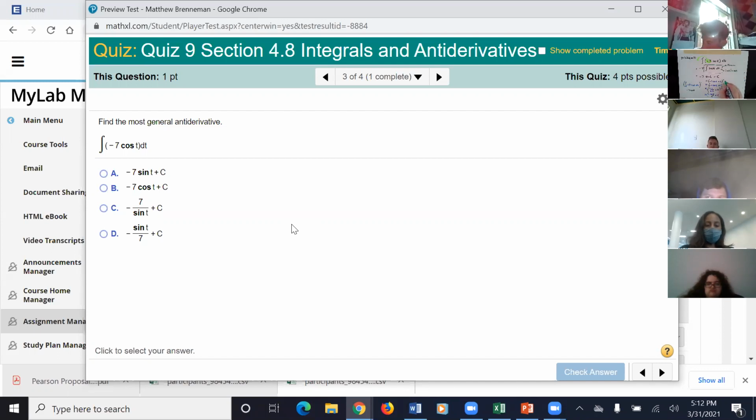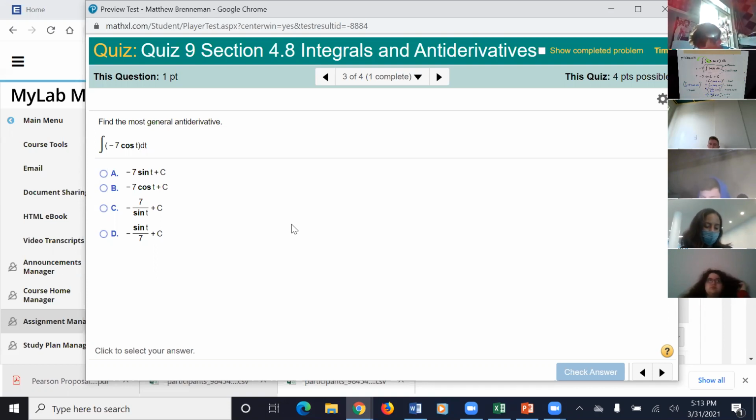Of course, the very first one just happens to give us the right answer. But the derivative of cosine is minus sine, so this would give me 7 sine of t. 1 over sine is cosecant, and when you take its derivative, you're going to get minus cosecant times cotangent. And then, of course, the derivative of sine is cosine.